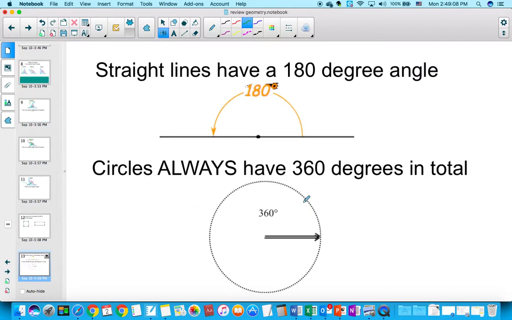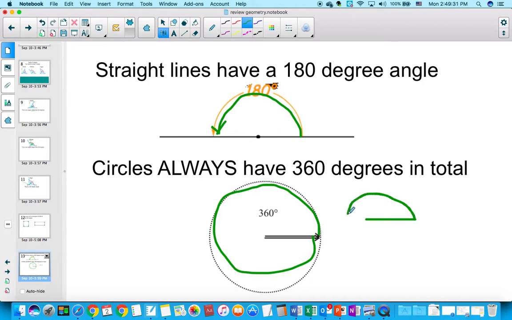A straight line has a 180-degree angle. So if you were to draw one line going this way and one line going this way, the amount of turn going all the way around like that is 180. And circles have 360 degrees in total, right? Because what you've done is you've taken a line, you've taken another line and gone all the way around, that's 180, then you go another 180 to go back around to make a circle. That's an ugly circle, but yeah.